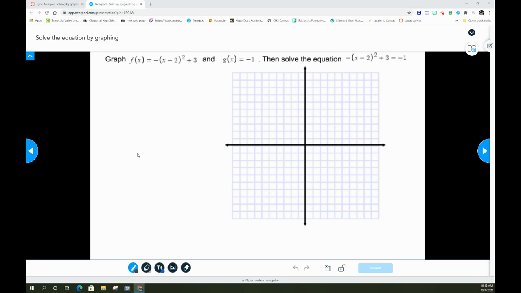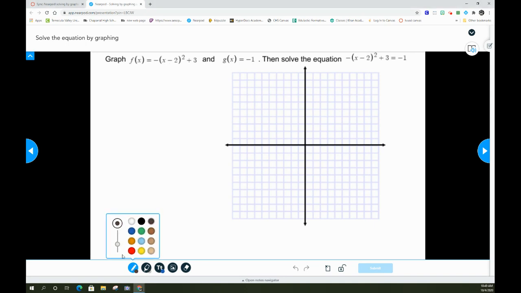All right, so here I'm going to work through the Nearpod activity so you guys can see how it should look if you were absent or if you just need to go back and watch for notes. Graph f of x equals negative (x minus 2) squared plus 3, and g of x equals negative 1. Then solve the equation. So this is vertex form, all right?